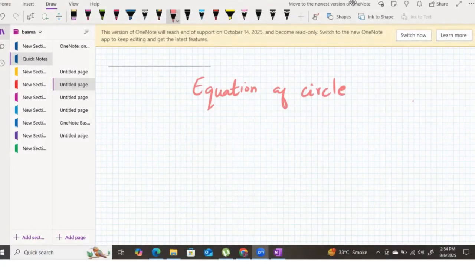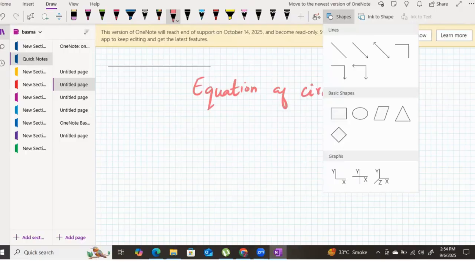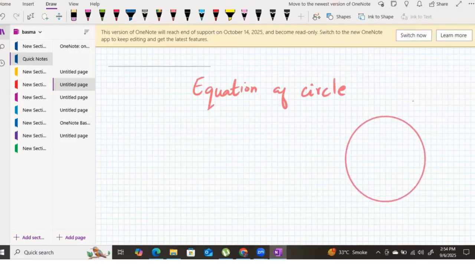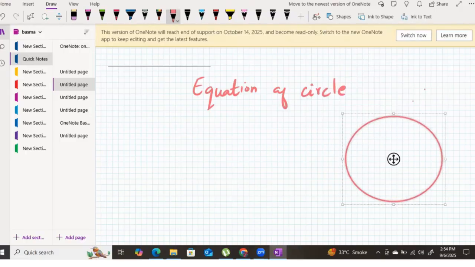Okay, so today we will talk about the equation of a circle. First, you should know this is how a circle looks. It is basically a set of all points equidistant from a central point, which is the center of the circle. So this is the center, and every point we take which is equidistant from this point is going to be the radius. Okay, that is how we form a circle.